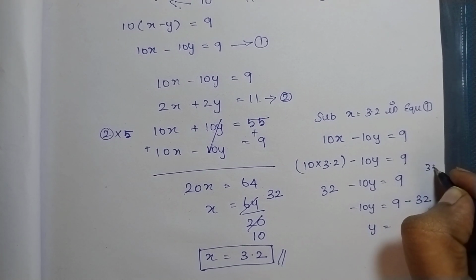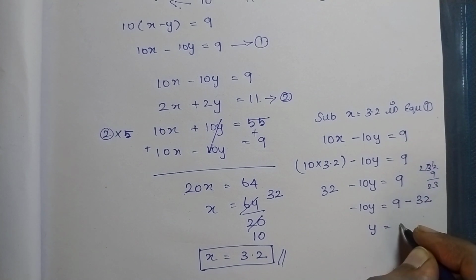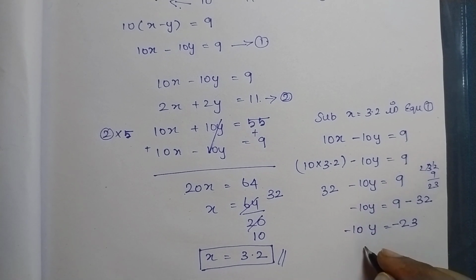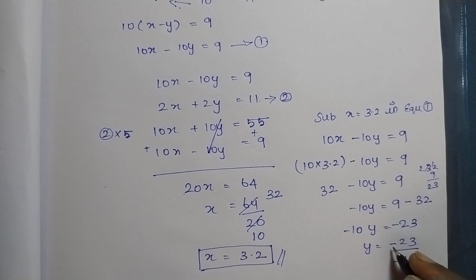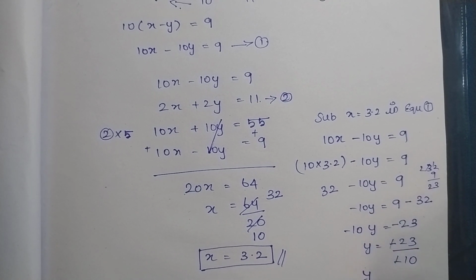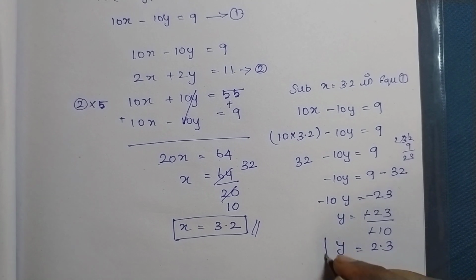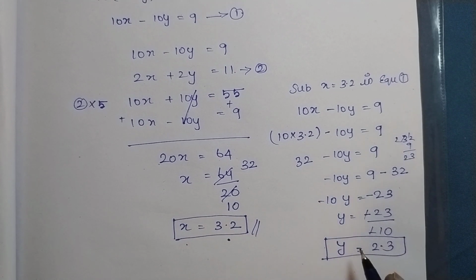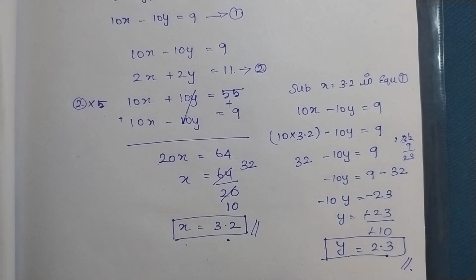9 minus 32 is minus 23, here minus 10y. Therefore y is equal to minus 23 divided by minus 10. Minus minus get cancelled. Therefore y is equal to 2.3. So we found x is equal to 3.2 and y is equal to 2.3. That's it. Just follow this technique.